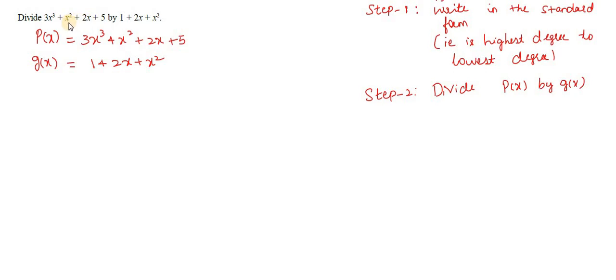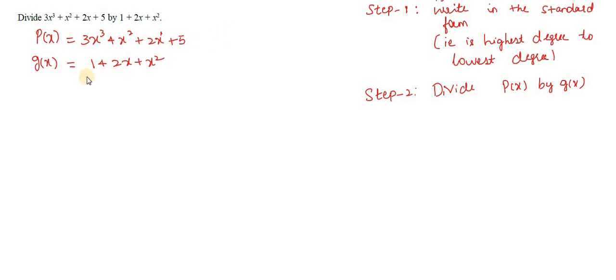Divide 3x cube plus x square plus 2x plus 5 by 1 plus 2x plus x square. So what is the first step? Write in the standard form. Is p of x in standard form? Let's check. How to check? See the degree. Here 3, 2, then nothing is there, in the sense 1, then 5, which is a constant. So 3, 2, 1, it is in decreasing order. So this is in the standard form.